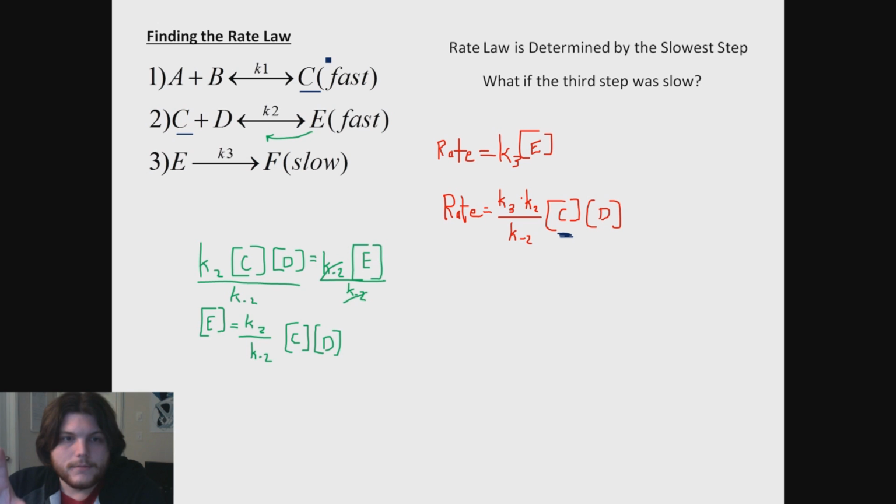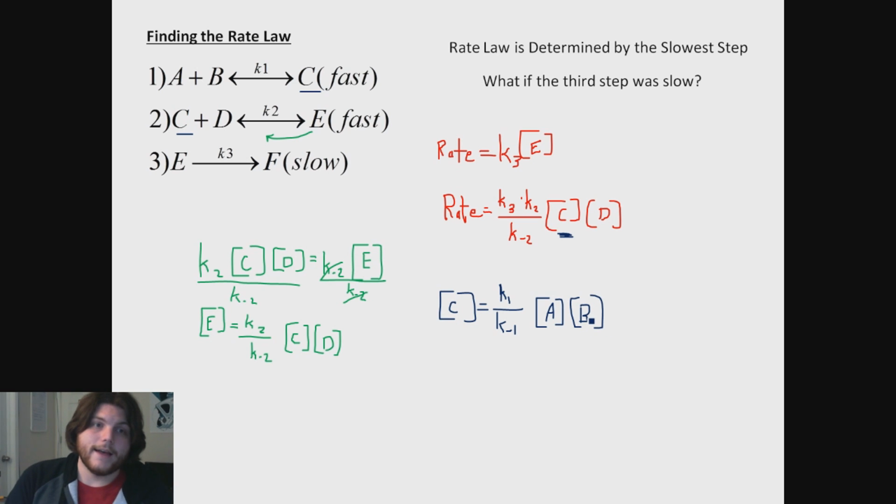Now, fortunately, since step 3 is the slow step, every step before that is in equilibrium, as long as it has a double arrow, which these do. So we can assume that step 1 is in equilibrium. We can set the forward reaction of step 1 equal to the backward reaction of step 1 and solve for C. We did that last time, and we know that C equals K1 over K negative 1 times A times B.